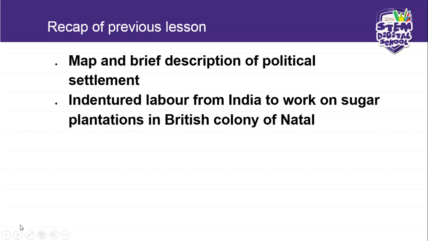So it's simply the description of political settlement. You remember we looked at the colonies and kingdoms that were found in South Africa. And then we looked at the indentured laborers, those who were coming from India to do forced labor on the sugar farms in Natal. That's what we looked at in the previous lesson.